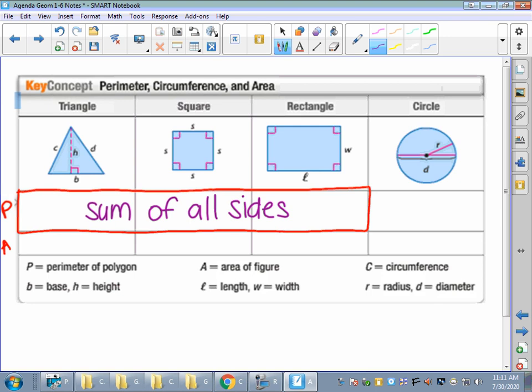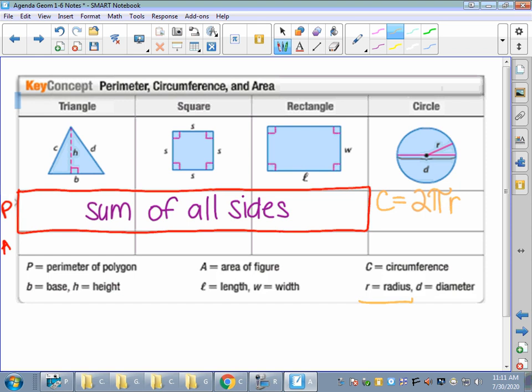Is a circle a polygon? Is it a closed figure formed by segments? It is not, right? Circles are kind of like the oddball in this section. They put it in here just because it's a review. Hopefully you remember the perimeter of a circle is the circumference. So circumference equals 2 pi r.